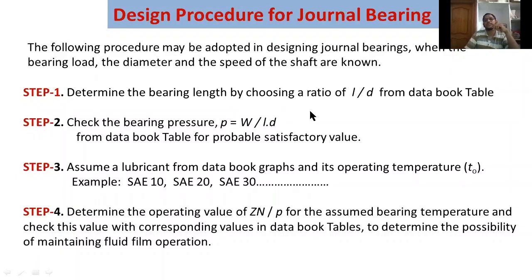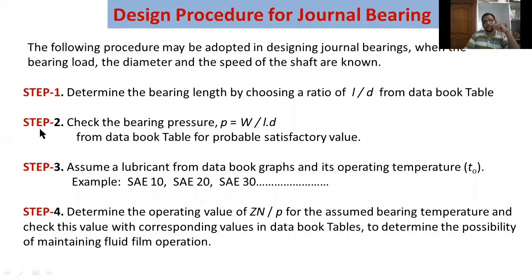These are the design procedure for journal bearings. For design of a journal bearing, the following procedure may be adopted when the bearing load, the diameter and speed of the shaft are known. This is step one. In step one, first of all, you have to find the value of L by D ratio from the data handbook.